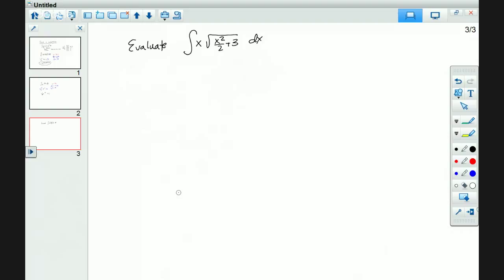U is what's inside there. So it's a square of u. You're going to eliminate the x. So set u equals x squared over 2 plus 3. Square. Yes, you're right.